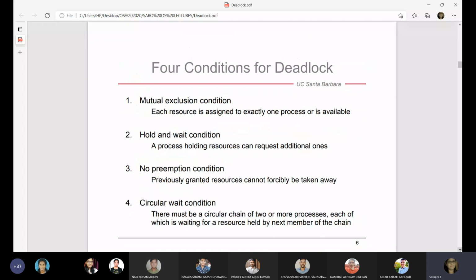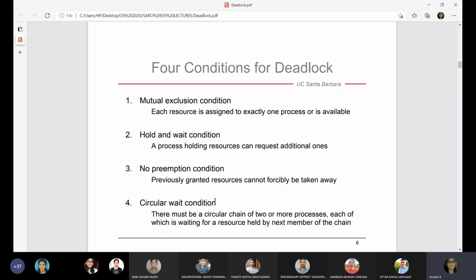Okay. And starting from here, it is very important. The questions may come from this. Okay. Four conditions for deadlock to occur. How exactly will we find that it is a deadlock? Orally, I can say P1 is waiting for P2 to release some resource and so on. But there are four conditions that should be satisfied to confirm that yes, the deadlock occurred.